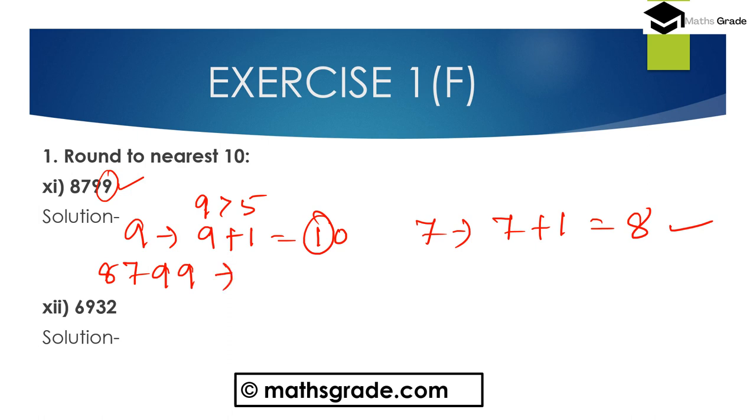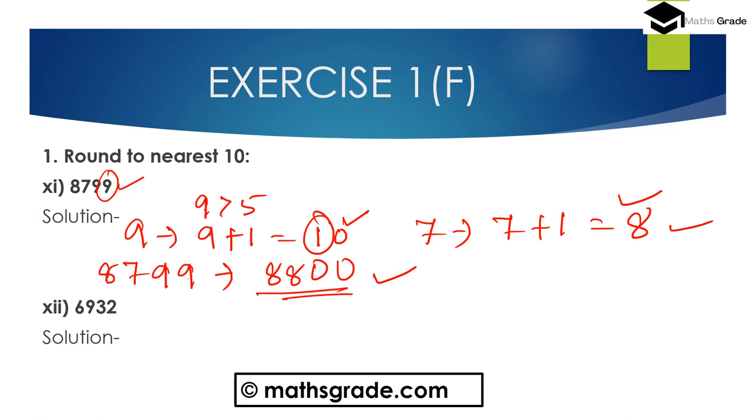Now 8799 rounded to the nearest 10 will be this 8 as it is. Write down 8. Then 7 changes to 8, that is 7 plus 1 is 8, and this 9 changes to 10. But here the carry over 1 is added with the hundreds place digit 7, so it is 8. Now this 9 we write down as 0, and this unit place digit 9 changes to 0. Now 8799 rounded to the nearest 10 will be 8800.